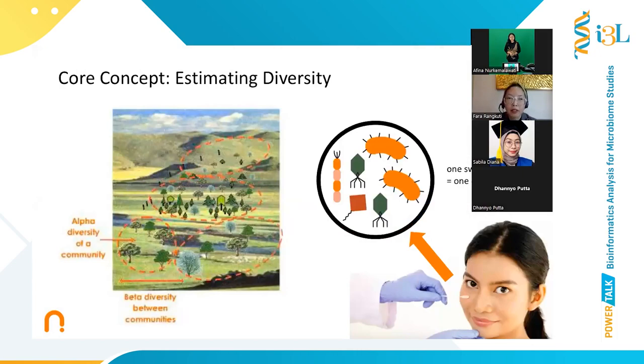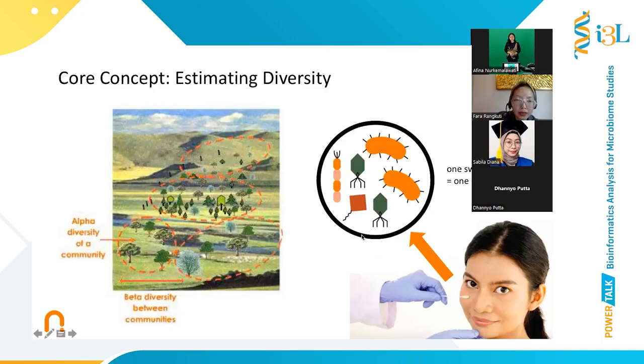Okay, now we have a core concept here in microbiome studies. This is very important because if you look at a lot of microbiome papers, you would see them discussing this, either alpha diversity or beta diversity, usually. So what is alpha diversity? Alpha diversity is a measure of diversity of a community.